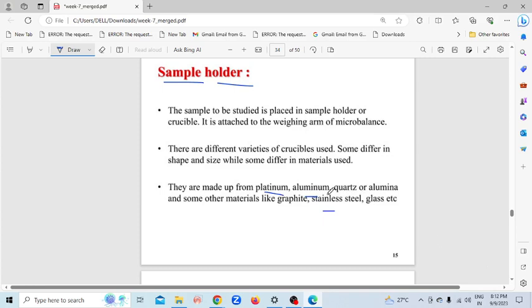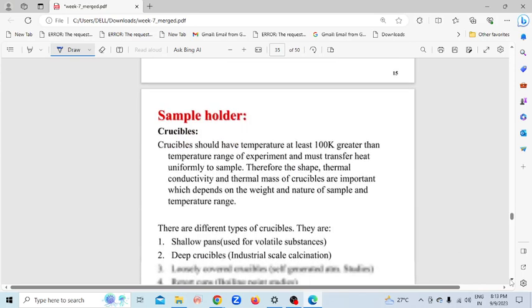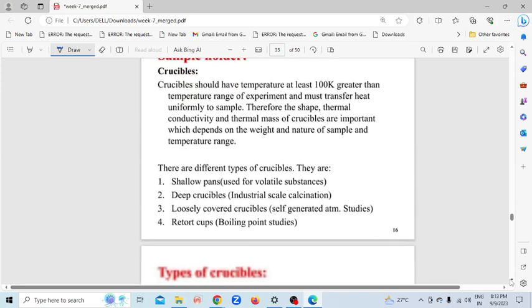Suppose you are going to measure some elements which are reactive toward aluminum, alumina or graphite, then you need to use only platinum. Only one option is there. So you need to select your crucible accordingly. The second most important thing is temperature: what is the temperature range you are working in? So these are the different types of crucible.